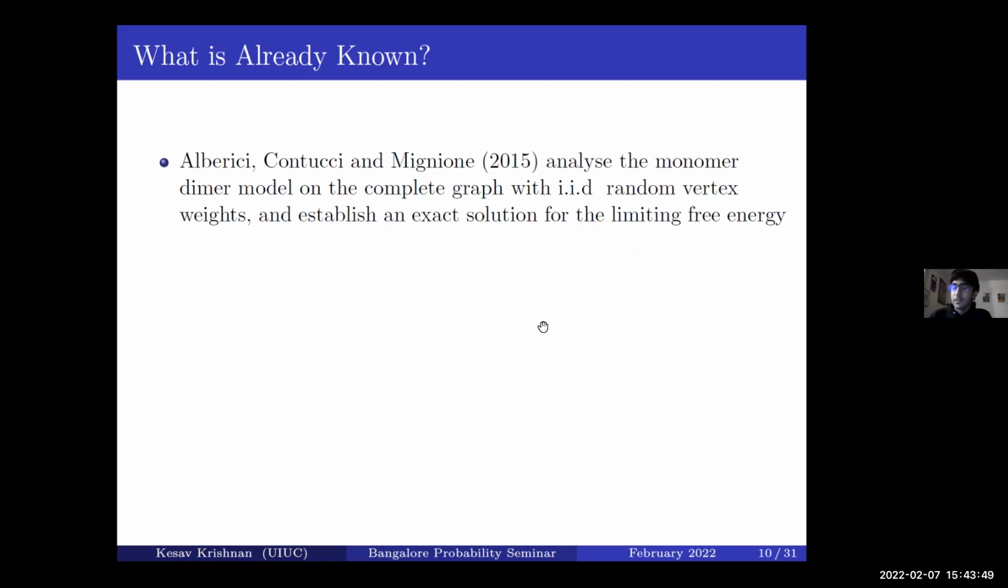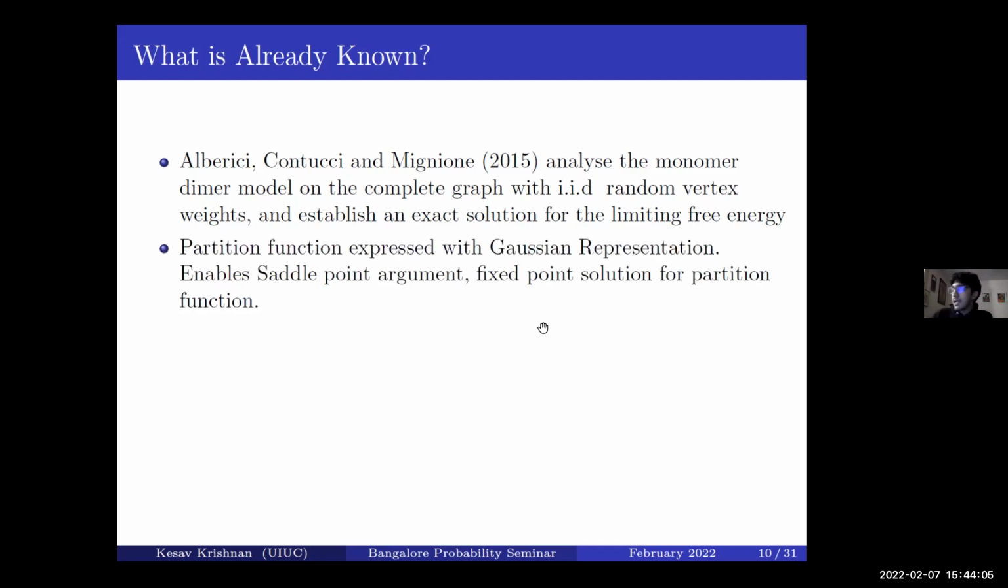To that end, Alberici, Contucci, and Mignoni analyzed the Monomer-Dimer model on the complete graph with IID random vertex weights and established an exact solution for the limiting free energy. The way you do that is you use a Gaussian integral representation for the partition function, and that enables the saddle point argument. So you find a fixed point in terms of that integral.